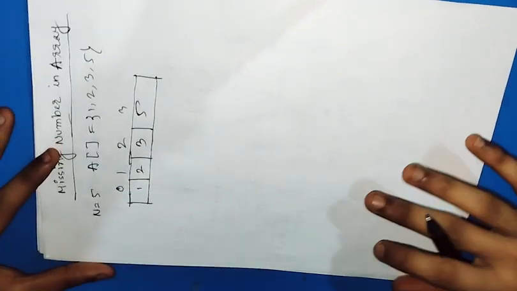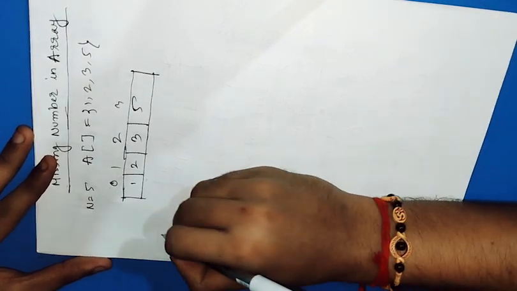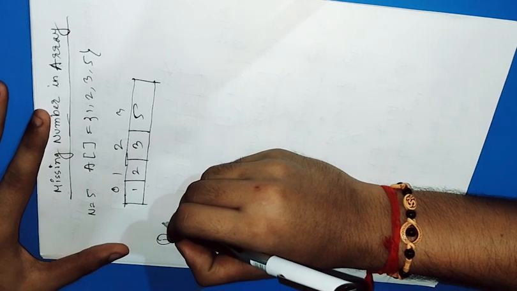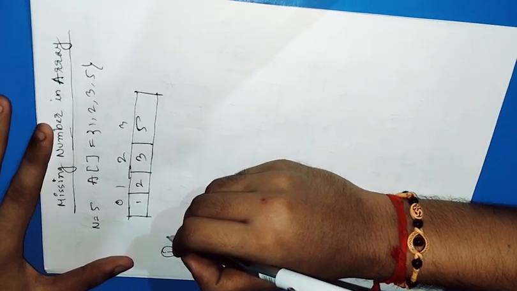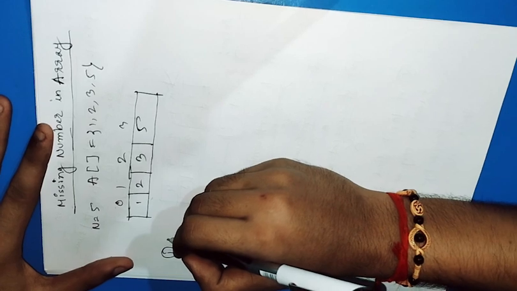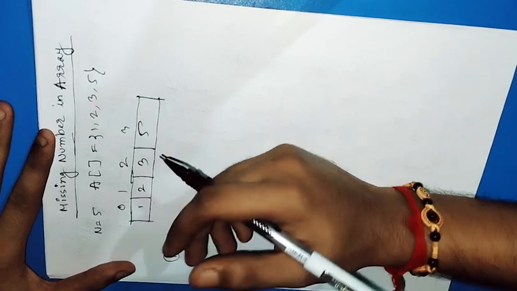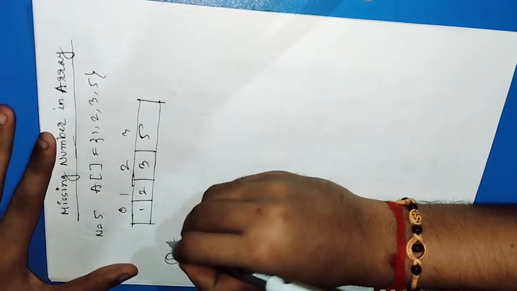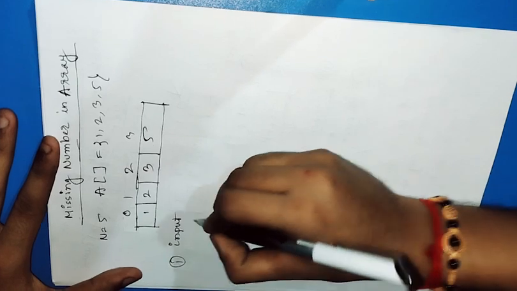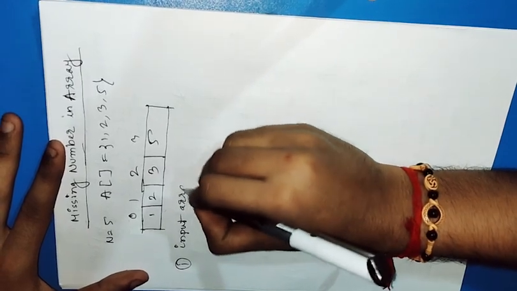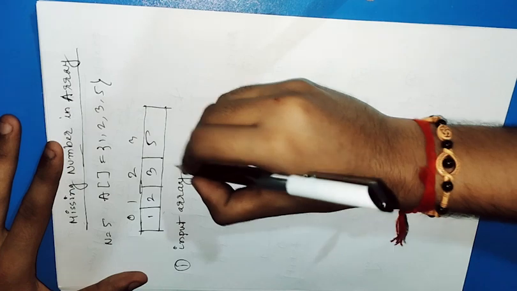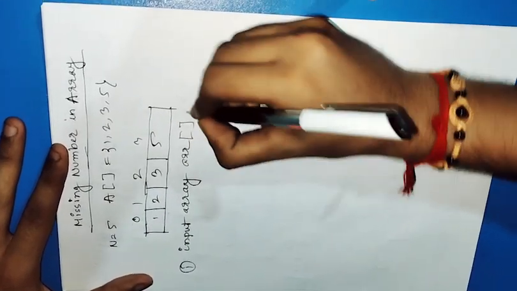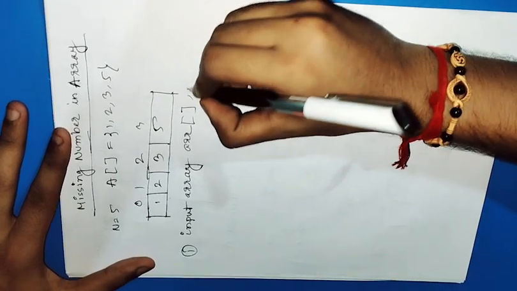Now the missing number function takes two arguments. One is the input array and another is the length of the array.